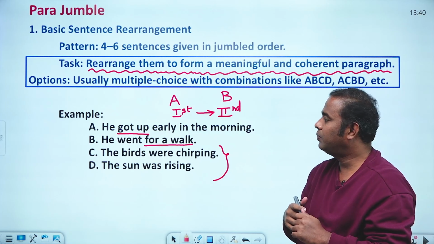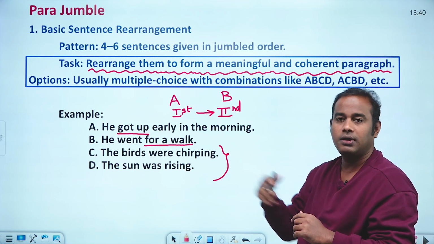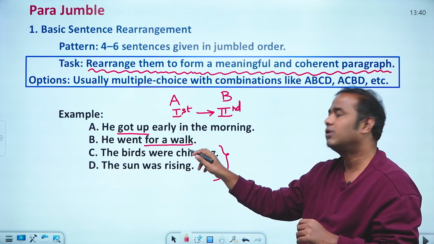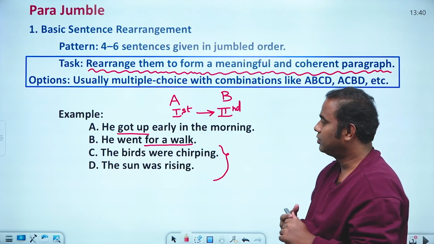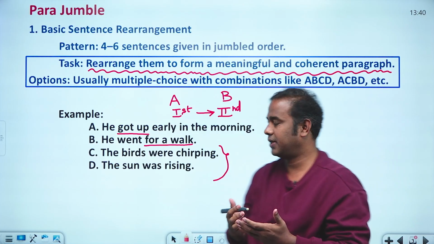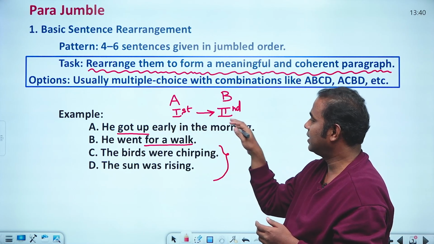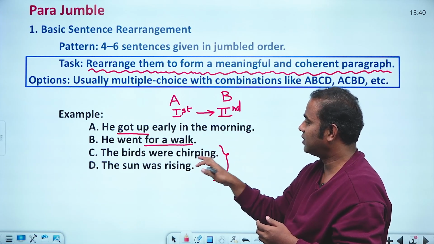Okay. So when the sun was rising, what do you mean by that here? After the sun rises, only then would the bird chirp, right? So that is generally the logical meaning here. Okay, so he got up early in the morning, then the sun was rising.